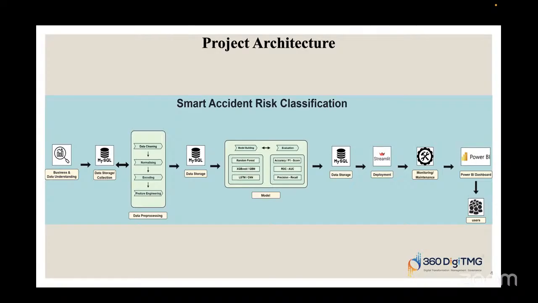After that, we train the model. We used random forest, XGBoost, LSTM, and similar models. After that, we did the evaluation through F1 score and ROC score. Then we deployed the application on Streamlit, and after that we did the monitoring and maintenance for the client.